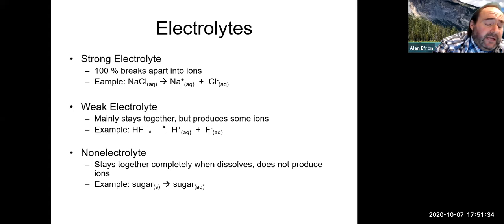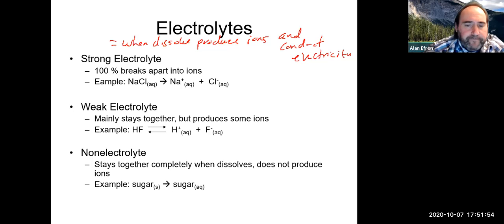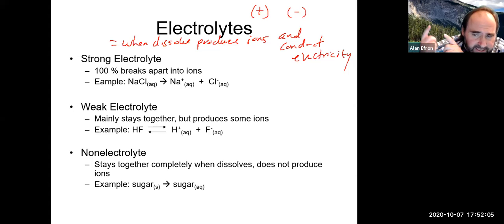All right, so let's talk about electrolytes. Electrolytes are substances that when they dissolve, produce ions and conduct electricity. And when they do conduct electricity, the reason they're able to do that is the presence of those positive and negative ions floating around in that solution. It helps create the circuit, keeps electrons moving, and will be able to conduct electricity really well. And there's a few different types of electrolytes.